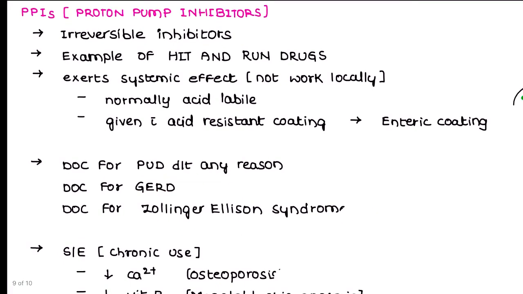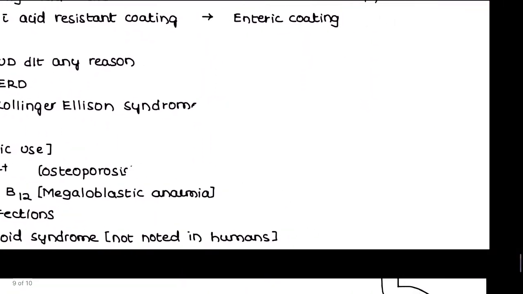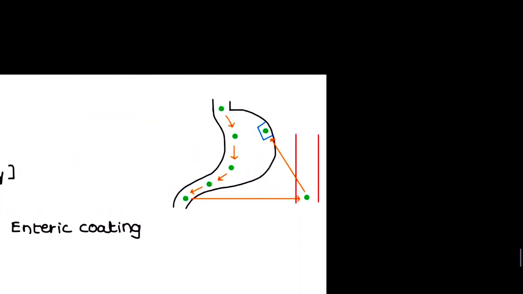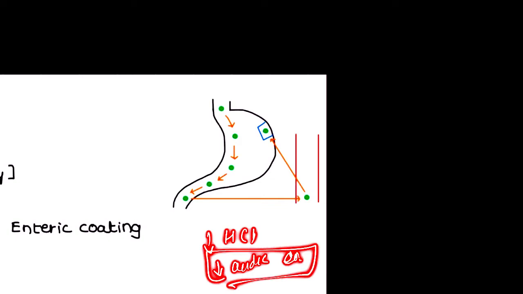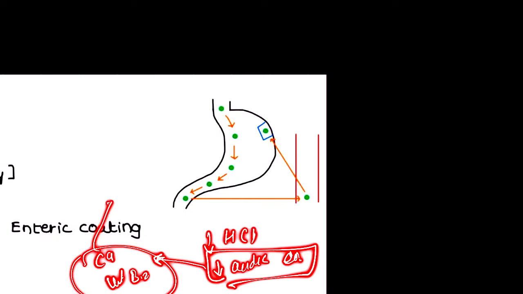Now talking about the side effects of proton pump inhibitors. Since this proton pump inhibitor causes less production of HCl, that means a less acidic environment. Several things such as calcium and vitamin B12 require an acidic environment to be absorbed. Since there is less acidic environment, there will be less absorption of calcium and less absorption of vitamin B12.